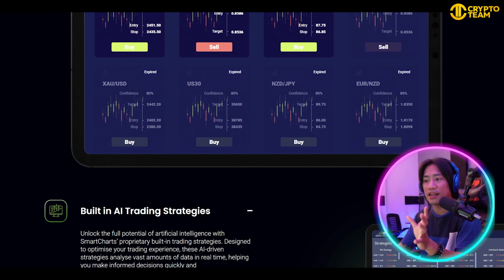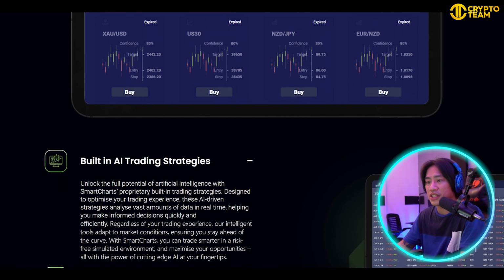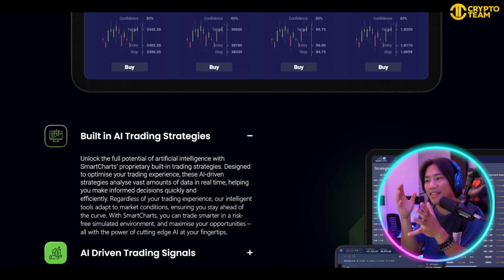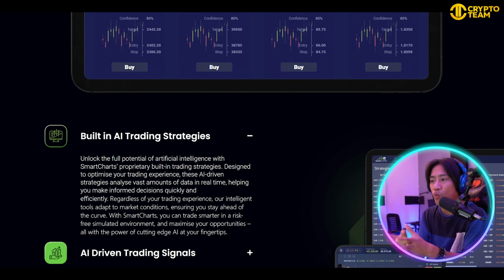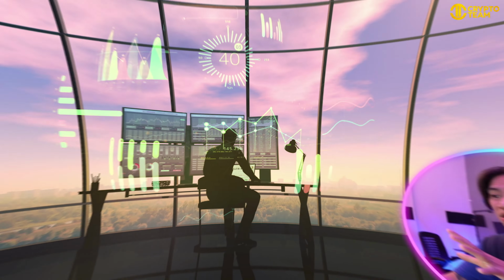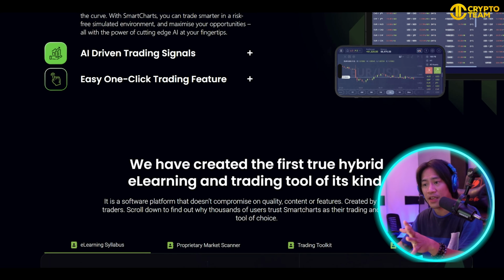So coupled with transaction volume monitoring, this feature enables users to gauge market sentiment and liquidity effectively. So whether tracking breakout opportunities or analyzing market trends, smart charts ensures that traders have the most accurate and timely data at their fingertips. So the benefits of using smart charts, guys, you have number one, speed and accuracy.